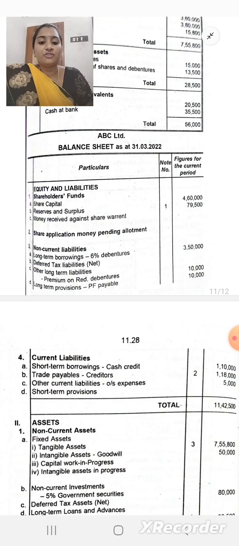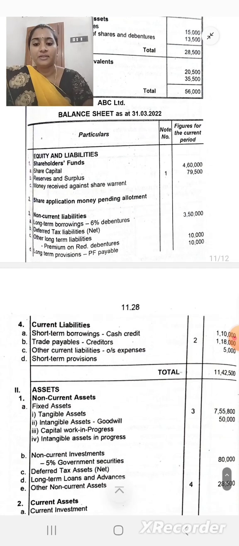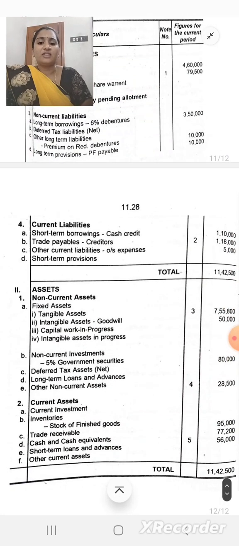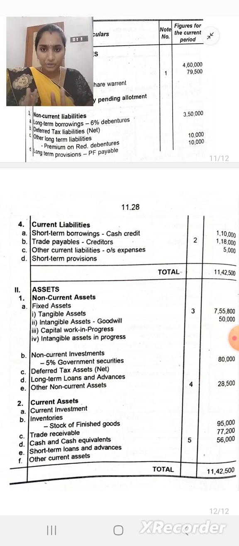So the total value is 11,42,500. We have done liabilities and we have got a grand total of rupees 11,42,500. So now we are going to do the asset side. The items appearing on the asset side are non-current assets and current assets. There are only two you need to remember.